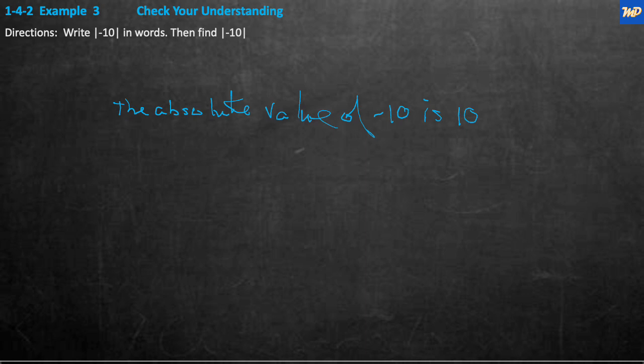It says find the value of the absolute value of -10. The absolute value of -10 is equal to 10. I wrote it out in words, and here it is. To think of it, -10, the absolute value is 10. If you put a 10 in here, the absolute value of 10 is still 10. You're 10 units away from 0.